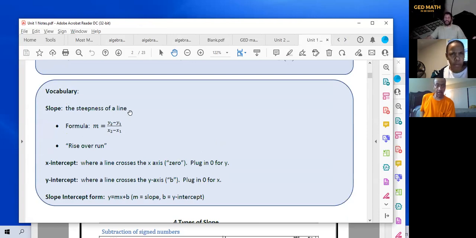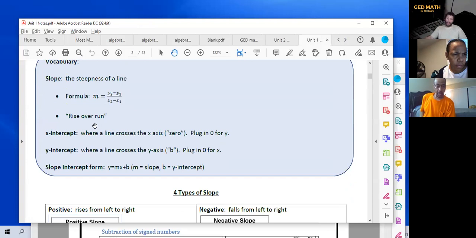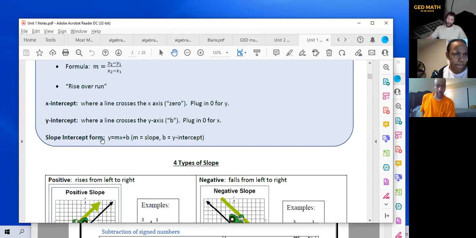It gives you the definition of a slope, gives you the formula, tells you it's rise over run, tells you what the x-intercept and y-intercept are, and tells you what slope-intercept form is. Notice they give you slope-intercept form, but they never mention standard form, which surprises me.